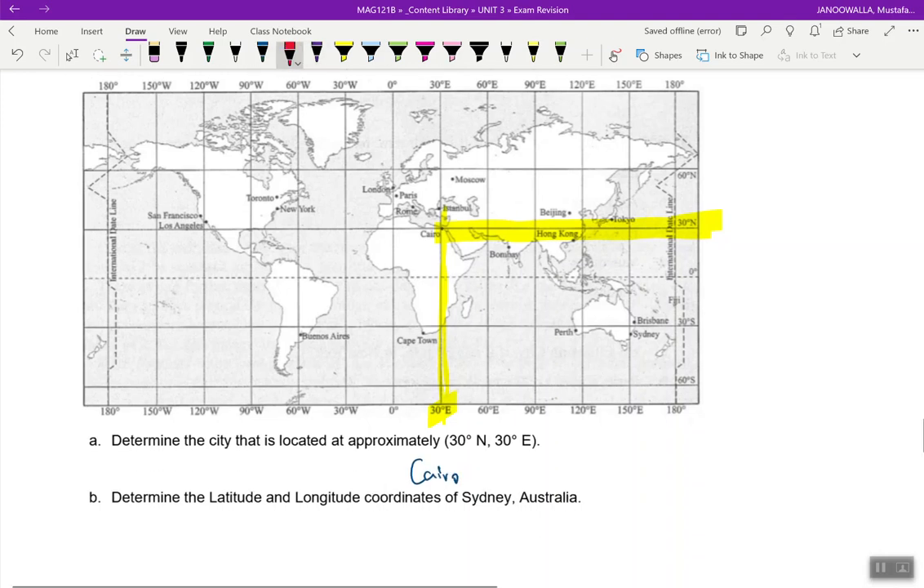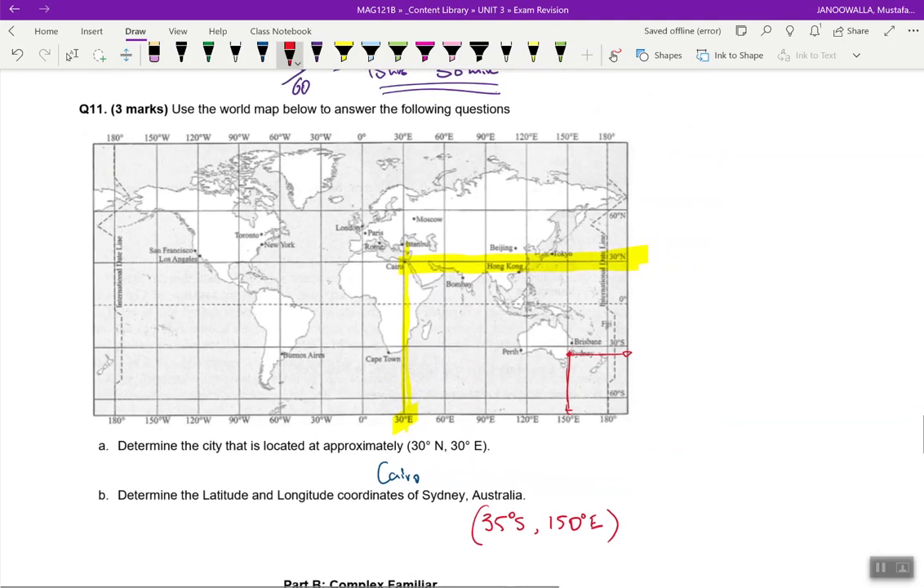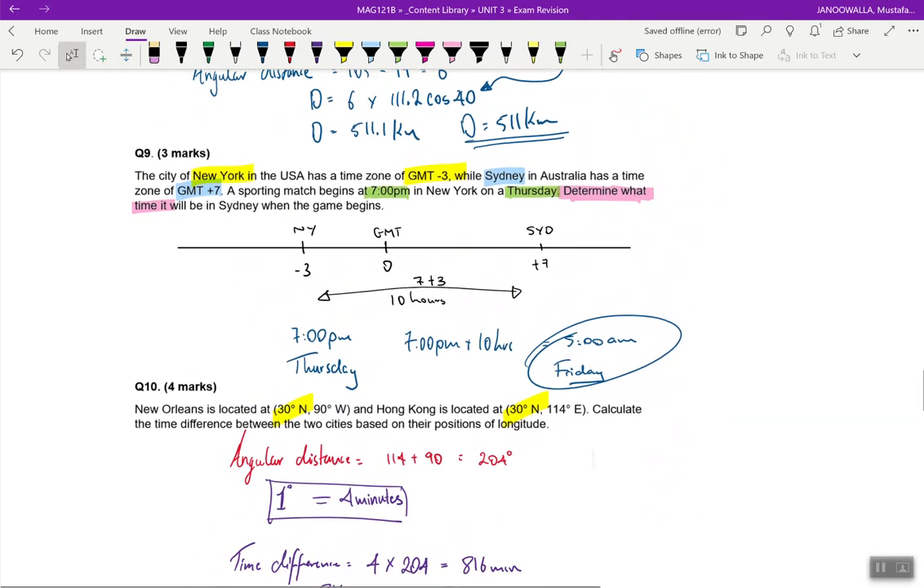The second question says, determine the latitude and longitude coordinates of Sydney, Australia. Okay, so where's Sydney? It's right there, so I want to look for that point there, and we can see that's 150 east. So I can say about 35 degrees south and 150 degrees east. That's it. So that's question 11. That was 10 we just did. 9.